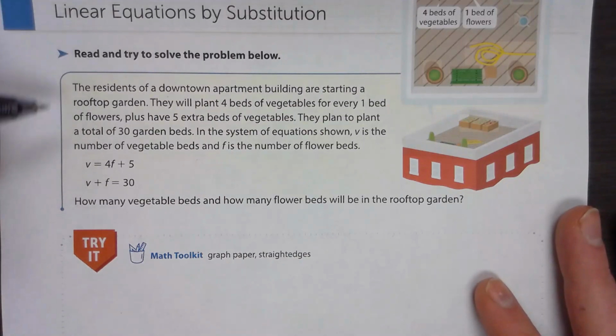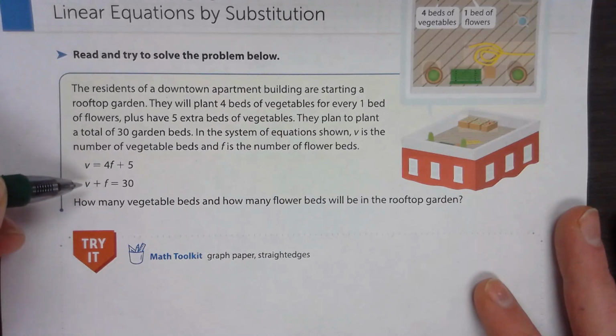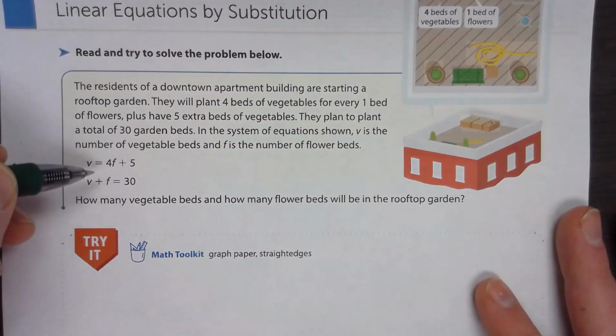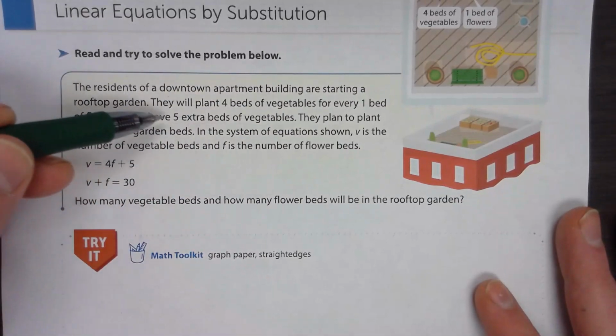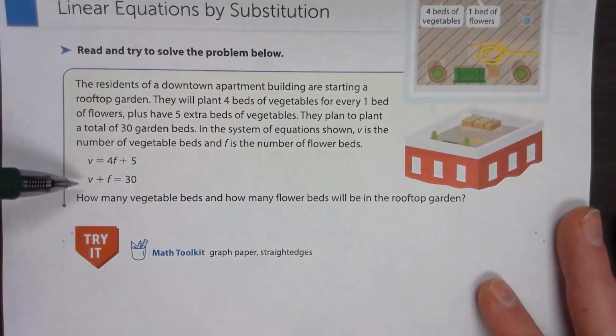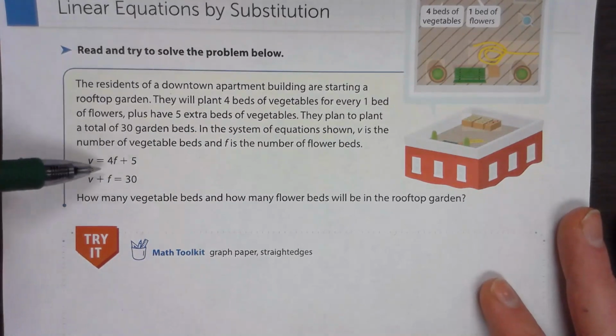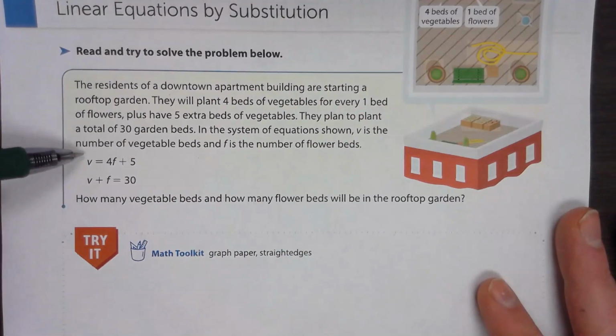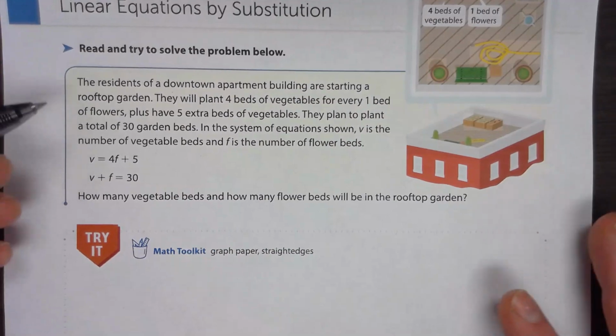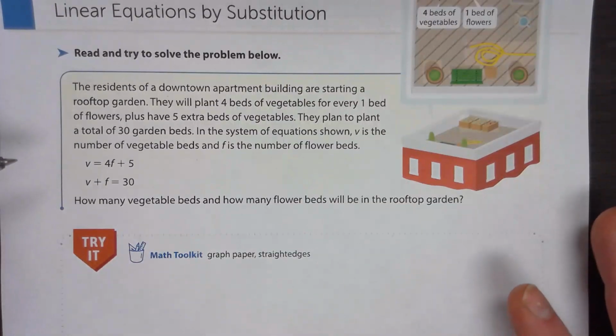The second thing they did, and we get this equation all the time when we are doing systems of equations, is that we just have a total number of things. We have a total of 30 garden beds, and we know that they have to either be vegetable beds or flower beds. So that's how we come up with this second equation. Now, we, of course, have 2 equations, so it's a system of equations. And we are going to use the substitution method.